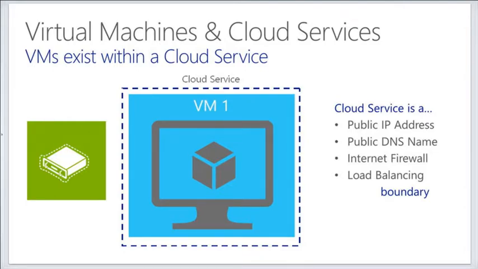And so what we did is we built basically a service that then a virtual machine fits underneath. And so a cloud service in this graphic is wrapping around the VM. The VM lives underneath this cloud service. And a cloud service basically has a public IP address, a public DNS name, an internet firewall, as well as a load balancer. And so it's a boundary. I don't have to run just one virtual machine under there.